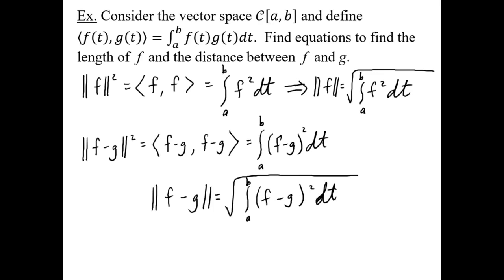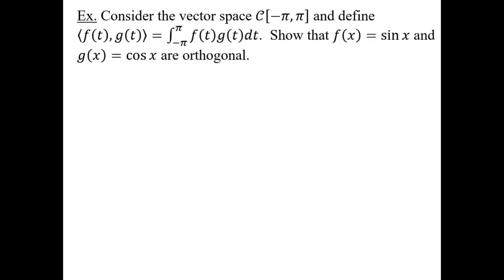Let's consider another example here. Now we're considering the vector space, the continuous functions from negative pi to pi. So a little more concrete here. And we're defining the inner product the same as the last one, just now we have endpoints. And we want to show that these two functions are orthogonal. Remember, orthogonal means we want to show that the inner product is 0.